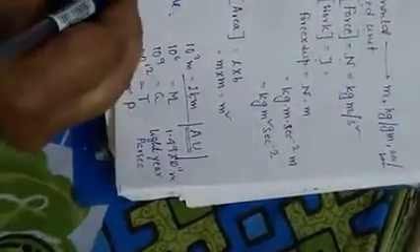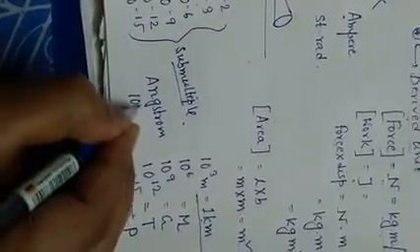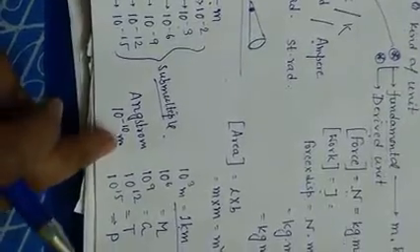There are a lot of other units for measuring distance. That is light year, parsec. All these are used to measure length. And there is another very small unit, that is angstrom. What is that? Angstrom means basically 10 to the power minus 10 meter. So this is a submultiple unit. So all these are submultiple units.